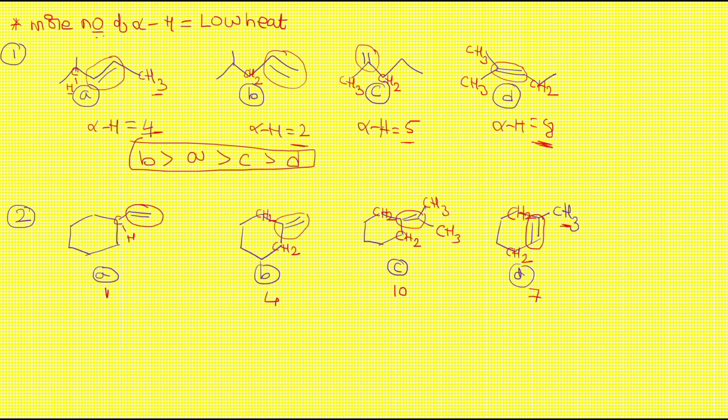So A contains a low number of alpha hydrogens, so high heat of hydrogenation. So obviously A, then B, then D, then C. This is the heat of hydrogenation in decreasing order. Simple, sir.